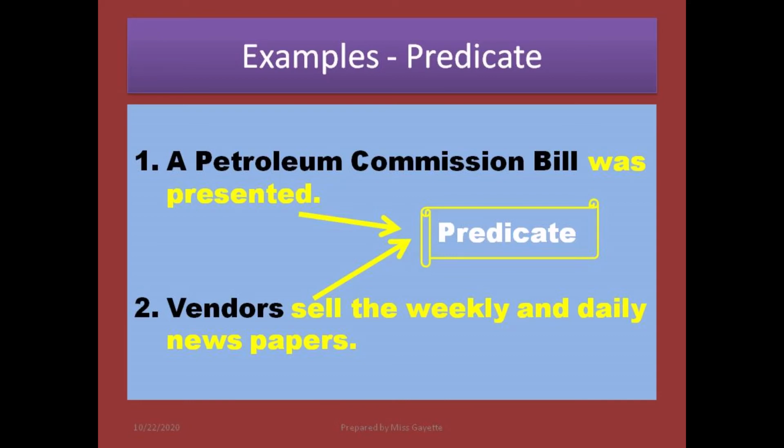Number 2. Vendors sell weekly and daily newspapers. What are the vendors doing? Selling weekly and daily newspapers. Therefore, sell the weekly and daily newspapers is the predicate in this sentence.